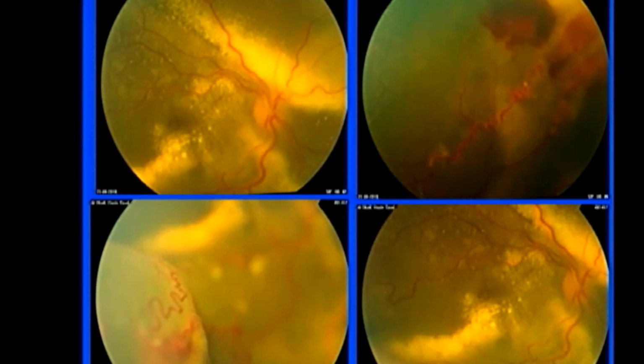Three-year-old girl, she presented with exotropia in her right eye. So this is the main reason that the mother brought the girl to ophthalmology. So this is fundus picture, fluorescein angiography. So diagnosis.